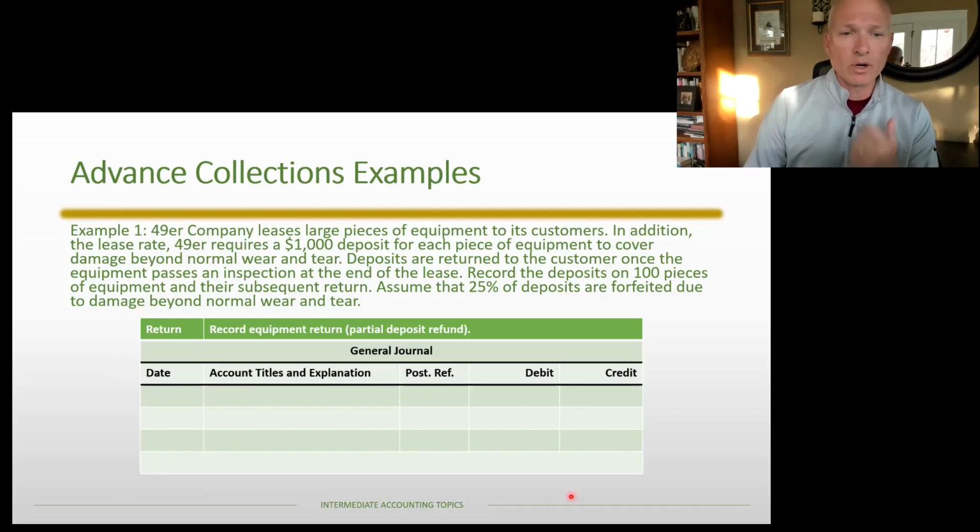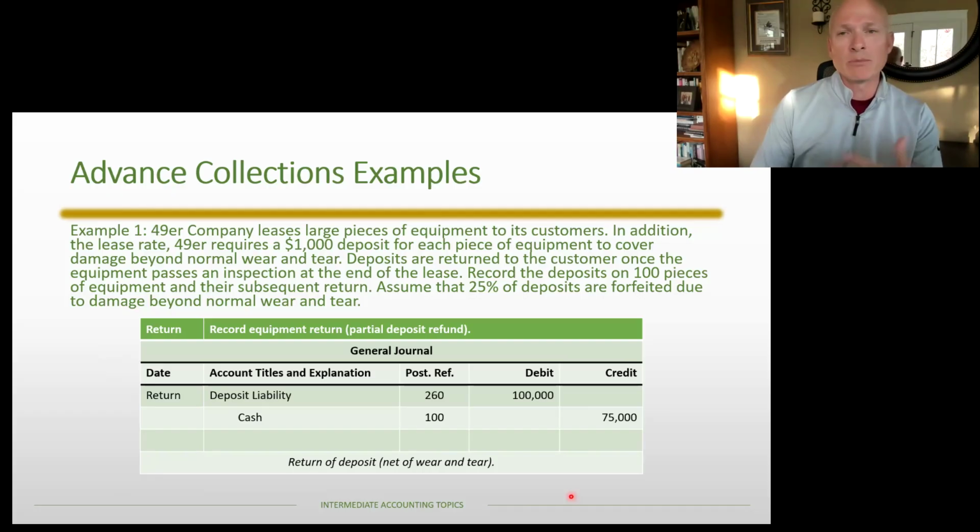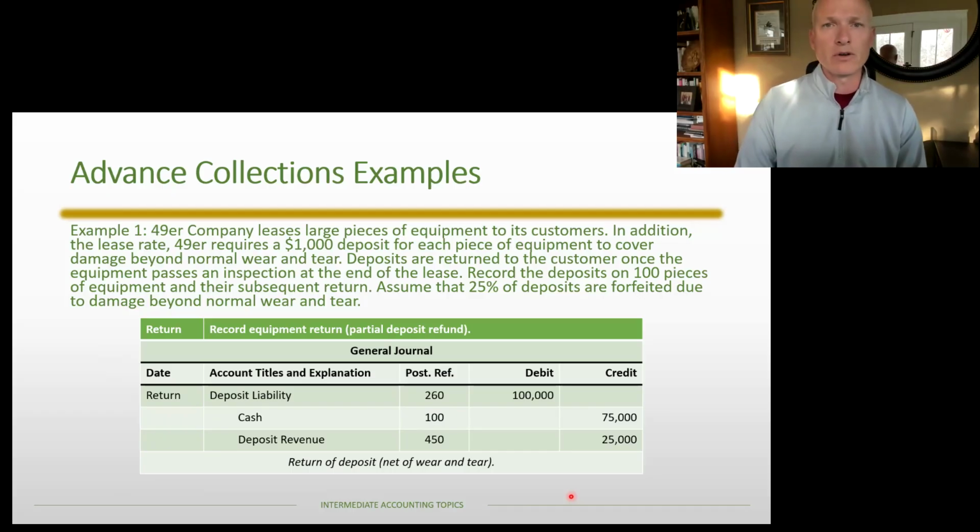And so if we fast forward a little bit, at the time of the return, the deposit comes off of our books because the obligation for me to return the money has now expired. And in this case, I only had to return $75,000 out of the $100,000. And so the cash credit is only $75,000. And then the difference is revenue that I earned from that deposit. And so notice I had to delay recording the revenue from the deposit until the obligation was satisfied. And so once I satisfy the obligation, now I can record that deposit revenue.